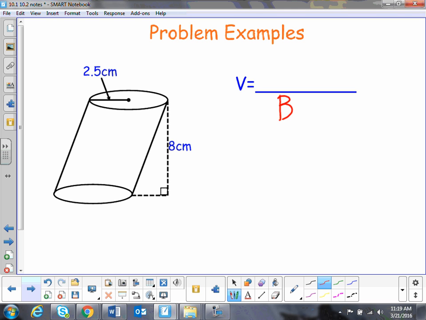All right, so still same formula, capital B times H. What goes into capital B? Which is? Very good. Pi R squared. What's R? 2.5. And then the height? 8. All right, this is easy. So even in terms of pi. What's 2.5 squared?